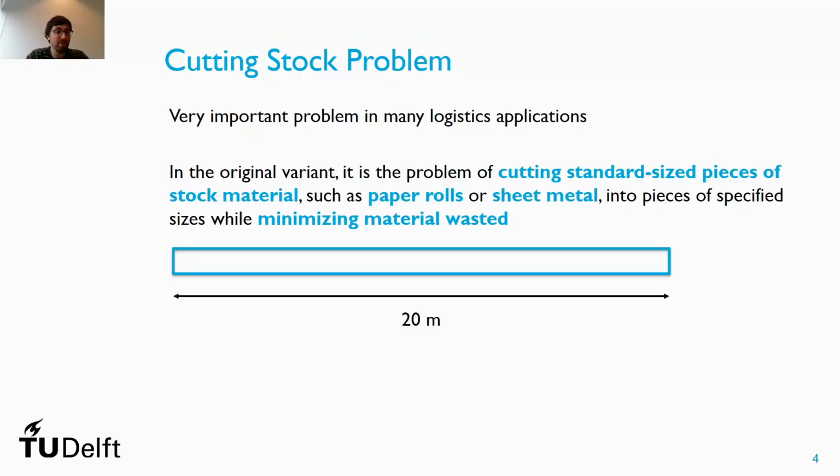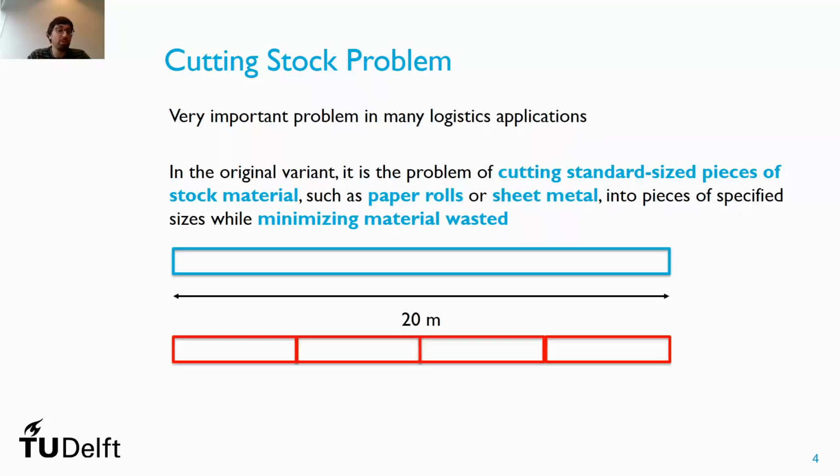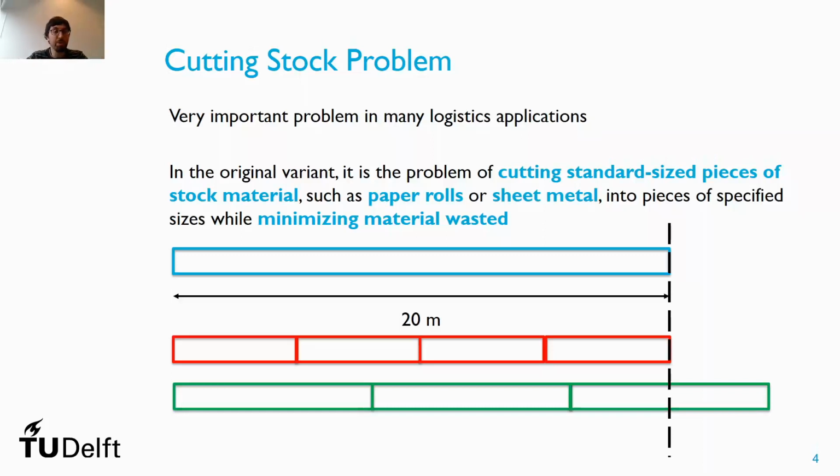For example, let's assume we have a paper roll which is 20 meters long. If we need to cut pieces of 5 meters, that's good because for each roll we are not wasting anything pretty much. At the same time, if we need to cut pieces of 8 meters, we can actually cut 2 pieces out of this paper roll with a waste basically of 4 meters.